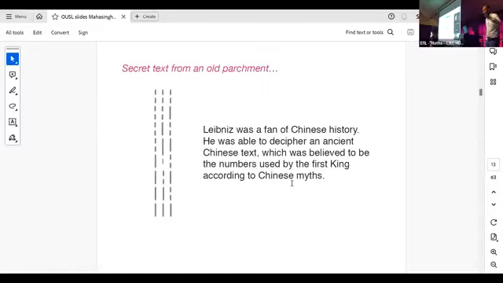Even now we do it a lot, right? In those days Leibniz wanted to contact the Chinese, not the other way around. He wanted to convince some Chinese of his philosophical ideas, to convey some of his philosophical and religious ideas to his Chinese counterparts. So he had lots of correspondence with China. He received this ancient text, a kind of secret message, believed to be written by the first king of China, right?